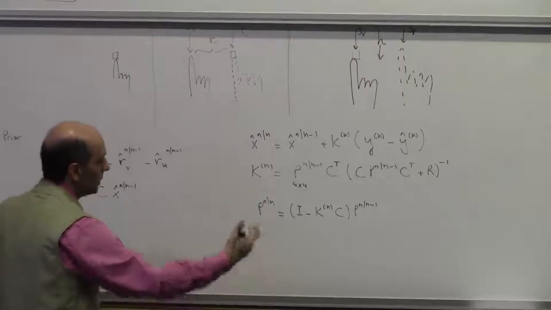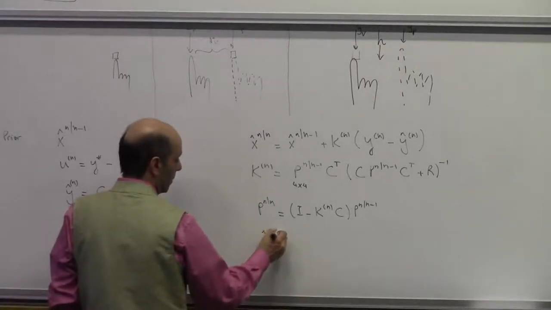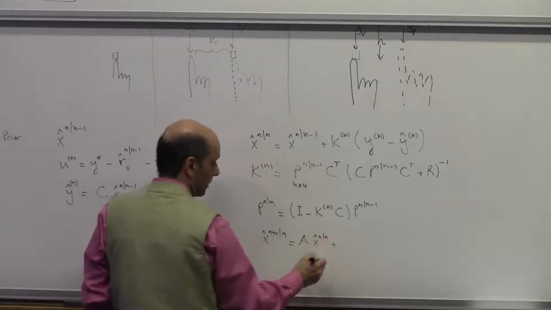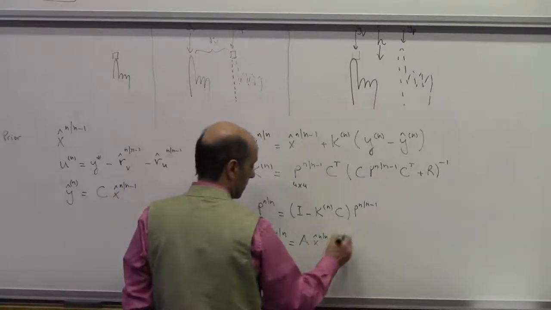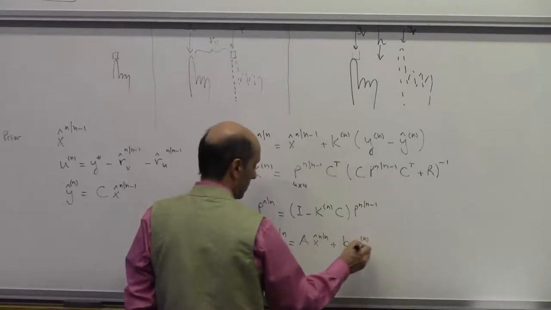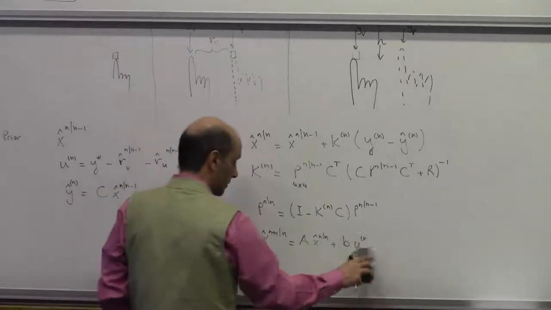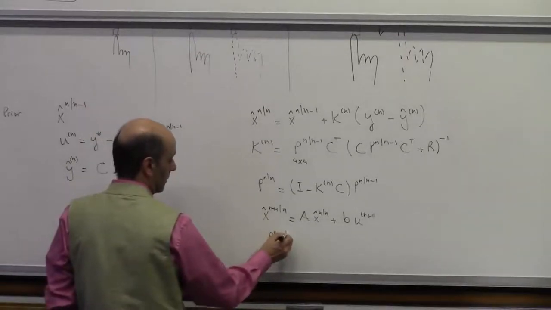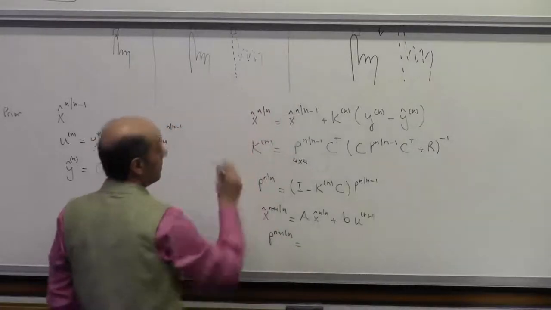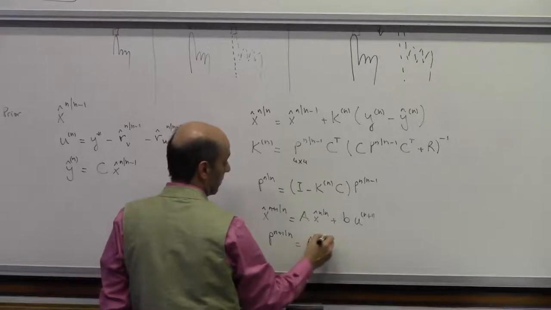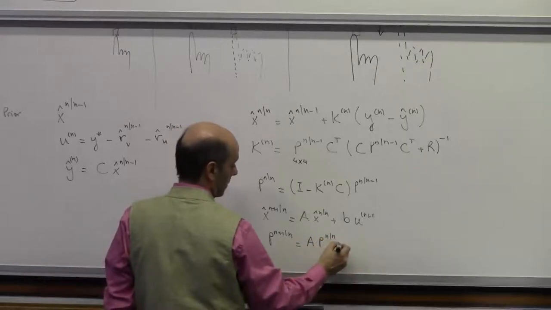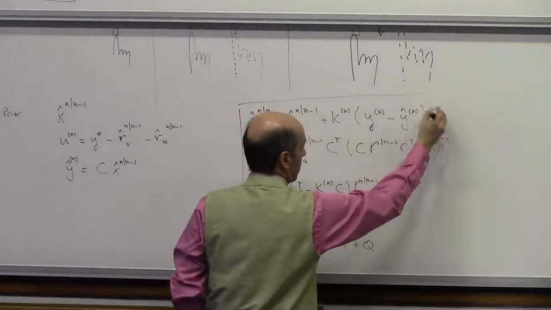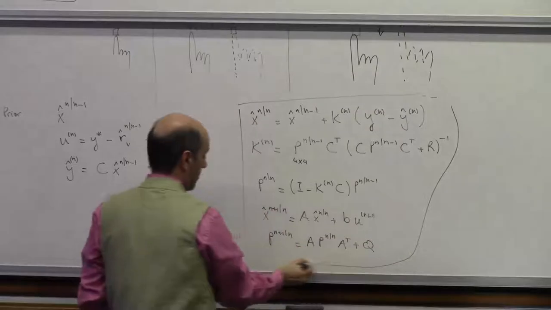And now, what's my prior on the next trial? That's going to be x hat of n plus 1 given n equal to A times x hat of n given n plus B times u of n, or u of n plus 1, I guess. This is my prior belief on the next trial. And my prior uncertainty on the next trial is going to be A P of N given N A transpose plus Q. Oh yeah, my pen is running out.